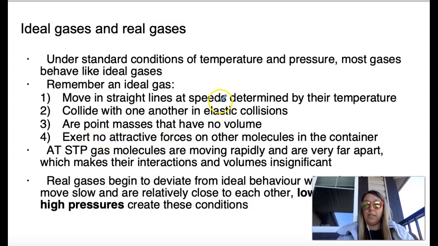Okay, so what we find is that under standard conditions of temperature and pressure, most gases are going to behave ideally. So they're going to move in straight lines, where the hotter it is, the faster they move, the colder it is, the slower they move. They're going to collide with one another in elastic collisions, mainly because they hardly ever collide with each other. They are point masses that have no volume, because the size of the container is so much larger than the size of our atoms. And they exert no attractive or repulsive forces on each other or on the container. And again, we said that was true because how often they came in contact with each other was very limited.